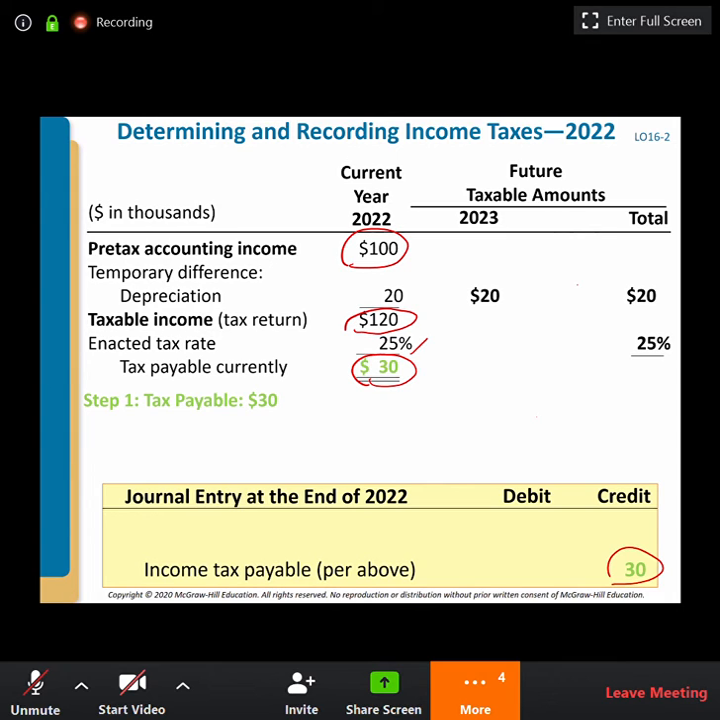Then how about the future taxable amount? Remember it was 40, right? So now you decrease by 20. So now you have what? You have 20 only, right? Future taxable amounts.